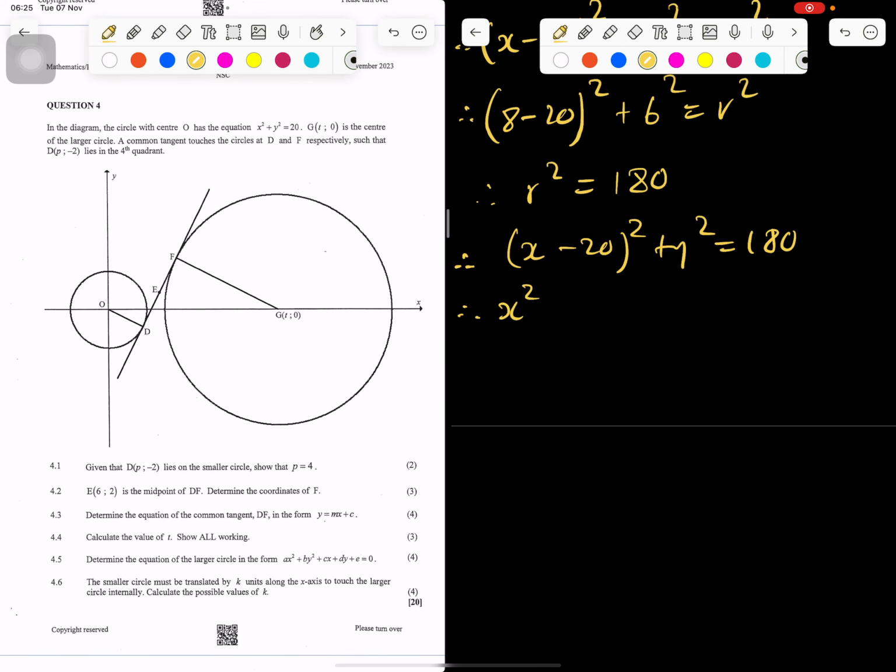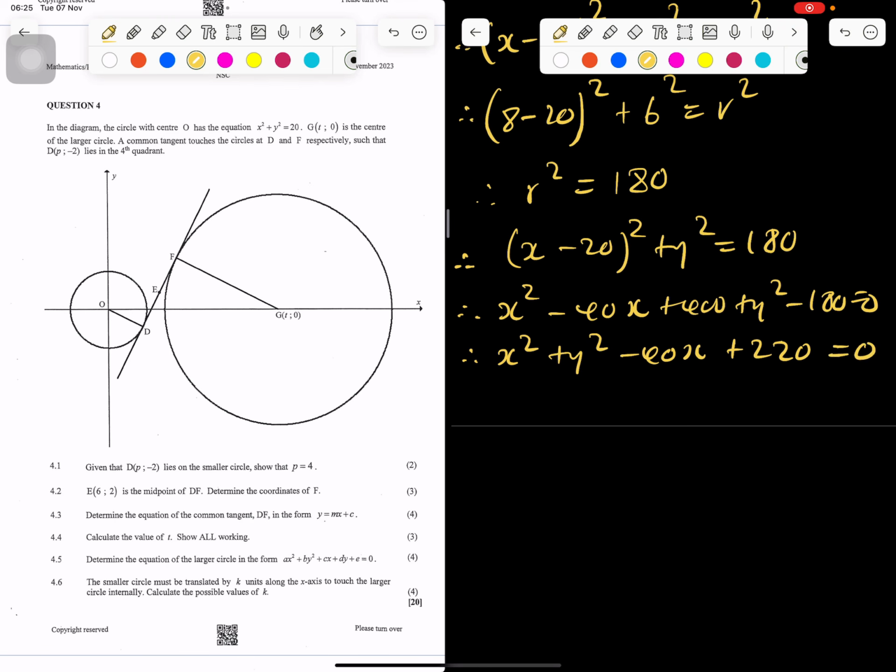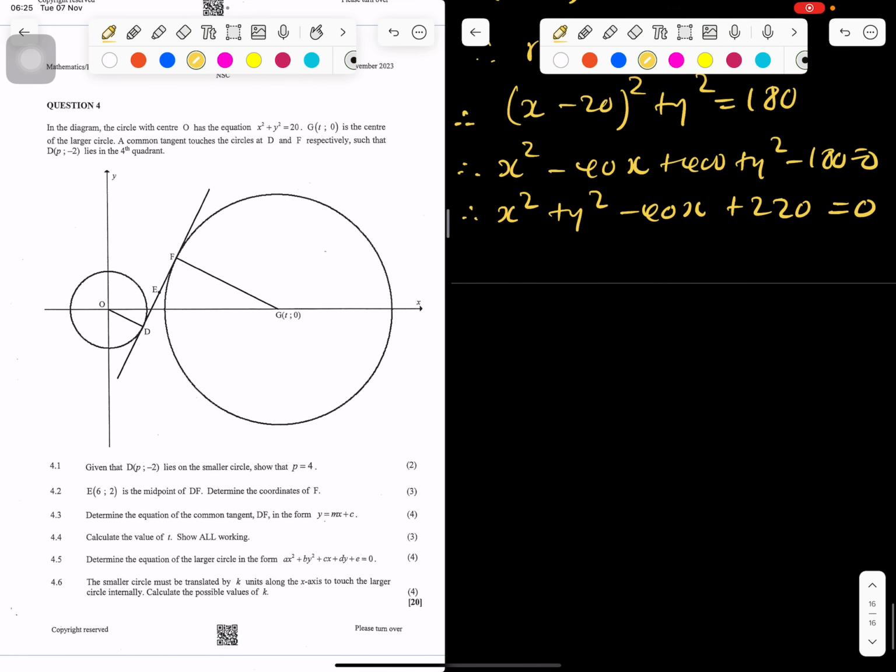This becomes x squared, x times 20 times 2 is negative 40x. Then minus 20 squared is plus 400, plus y squared minus 180 is equals to 0. Therefore, this is x squared plus y squared minus 40x, and then 400 minus 180. 400 minus 180, guys, is plus 220. That is equal to 0, that equation, okay?